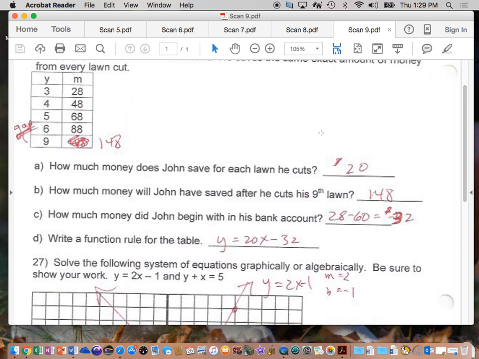How did you do on A through D? Oh, I actually got that right. How do we do on A through D? How'd you get C? Because I got -20. I just got -20.